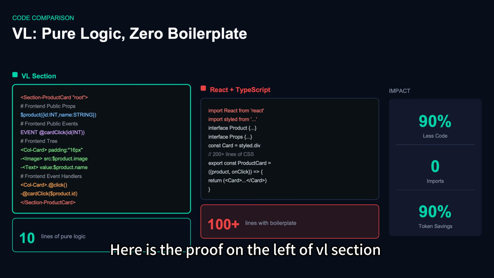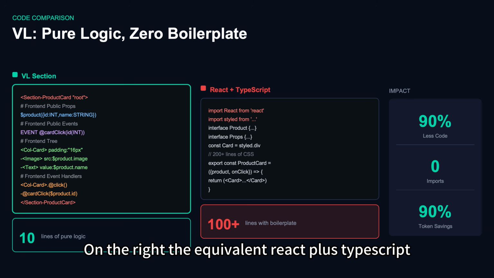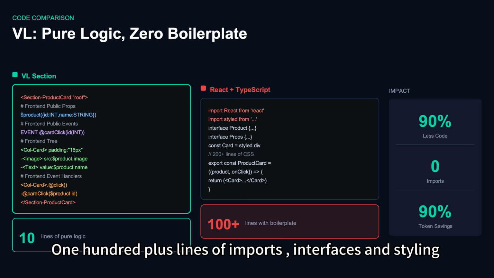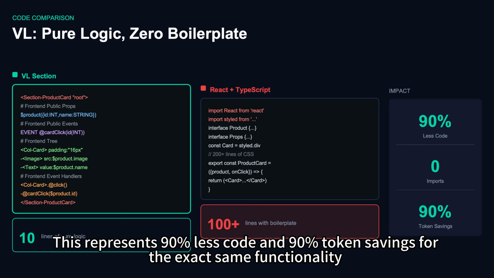Here is the proof. On the left, a VL section, 10 lines of pure logic. On the right, the equivalent React plus TypeScript, 100 plus lines of imports, interfaces, and styling. This represents 90% less code and 90% token savings for the exact same functionality.